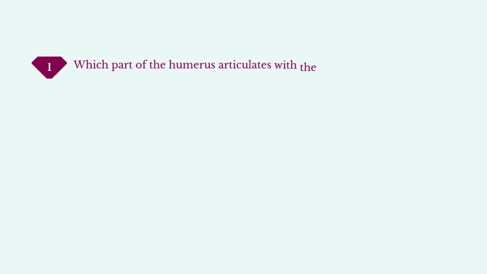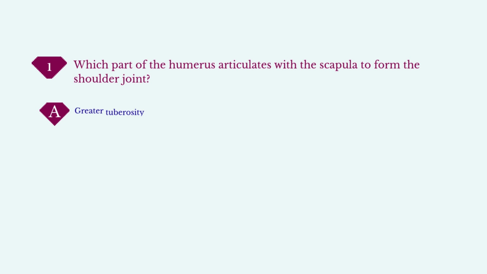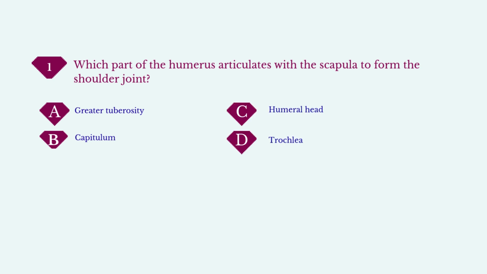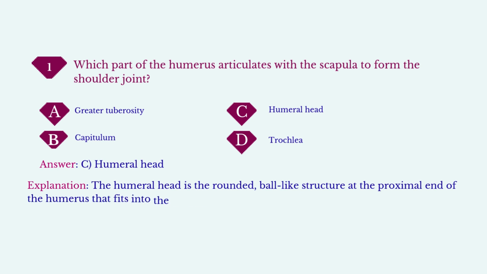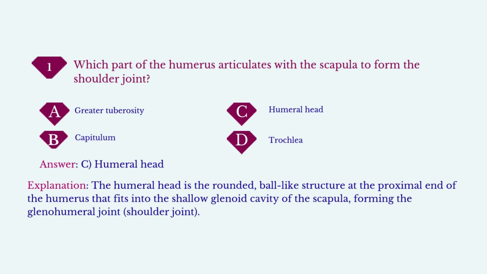Which part of the humerus articulates with the scapula to form the shoulder joint? A. Greater tuberosity. B. Capitulum. C. Humeral head. D. Trochlea. Answer: C. Humeral head. Explanation: the humeral head is the rounded, ball-like structure at the proximal end of the humerus that fits into the shallow glenoid cavity of the scapula, forming the glenohumeral joint, the shoulder joint.